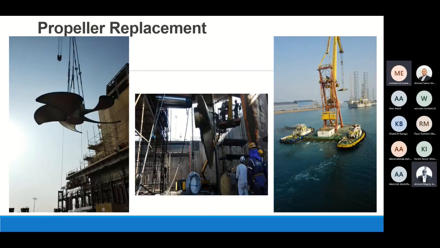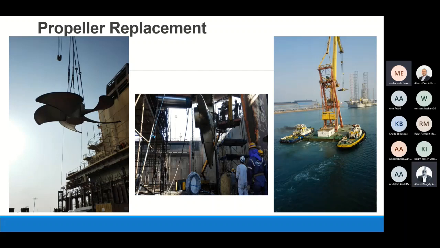Okay, I will just take you through quickly, and after that we can discuss it one by one or refer back to it if we desire. Again, this is the propeller replacement. Here are some more photos. On the left, we are lifting it outside of the dock. We just turn the propeller to make it horizontal and lift it upside. In the middle, this is the sequence of rigging it outside, and on the right, we are moving it with the floating crane from the berth to the jetty, or the jetty to another berth. This is how the rigging operation takes place.